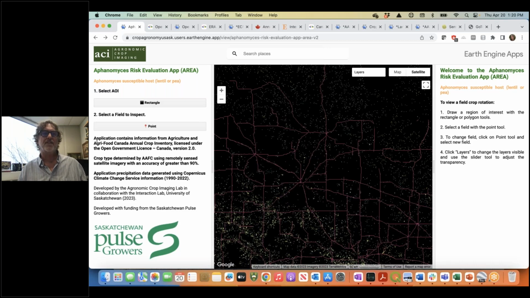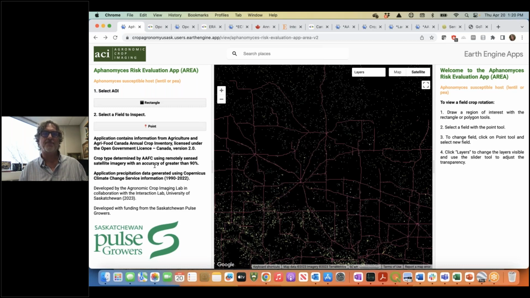We will say that this application contains information from the Agriculture and Agri-Food Canada annual crop inventory. I want to give them credit for that. And I also want to say that this isn't data that we created. We didn't create any data ourselves for this. We are just using publicly available data that is out there, so what's grown on a field is out there.